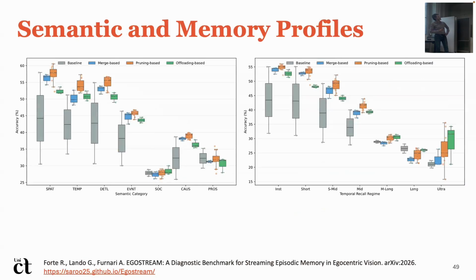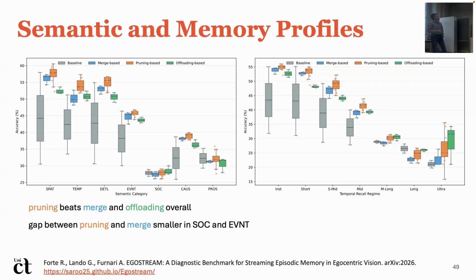Okay, these are the things I said. Also, in these box plots, you see the different classes of methods that are grouped by. There are two baselines, and then there are merge-based methods, pruning-based methods, and offloading-based methods. And as you can see, pruning usually beats merge and offloading overall, but the gap is smaller in some cases. So for instance, for social, actually offloading tends to be slightly better. And the gap between pruning and merge is smaller in social and event. And also offloading, you can see it here, recovers ultra long and is competitive on social. So these are some insights that we get from this analysis. And I think this is a starting point to start evaluating memory in AI in a more consistent way than just reporting aggregate accuracy.